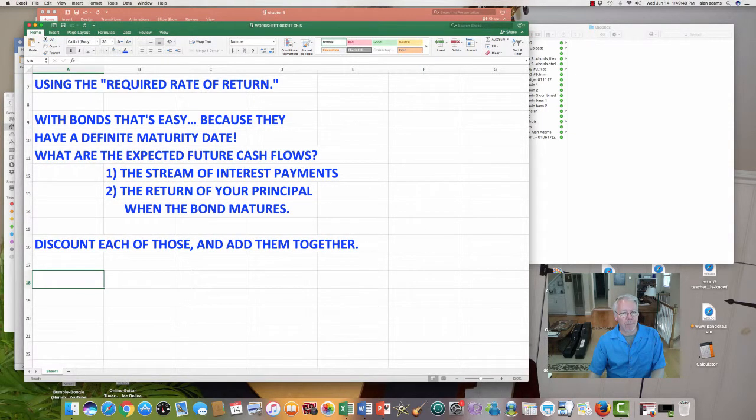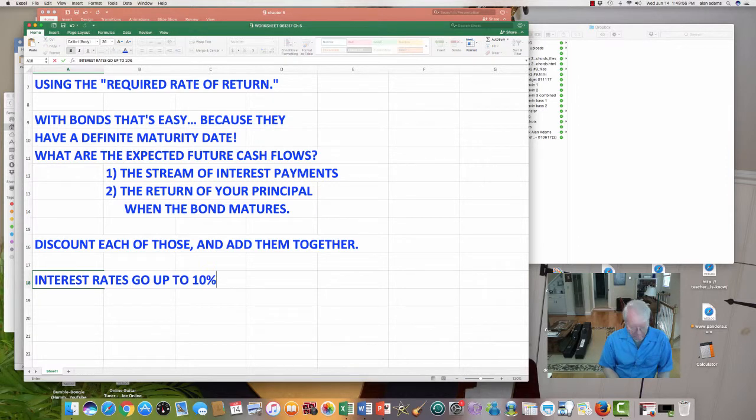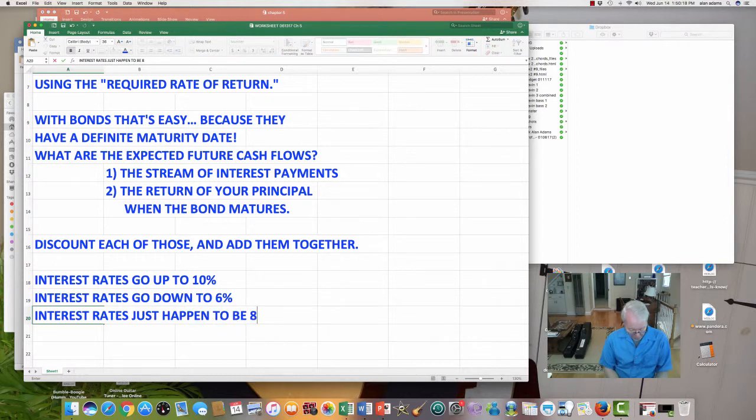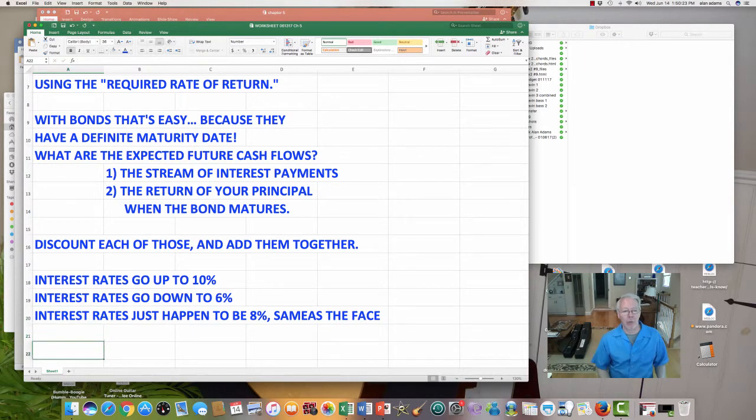a spreadsheet, okay? I said, what if interest rates go up to 10%? And by the way, this is in the book. This is all going to be on page 115, okay? Interest rates go down to 6%, okay? And interest rates just happen to be 8%, same as the face, purely by coincidence.